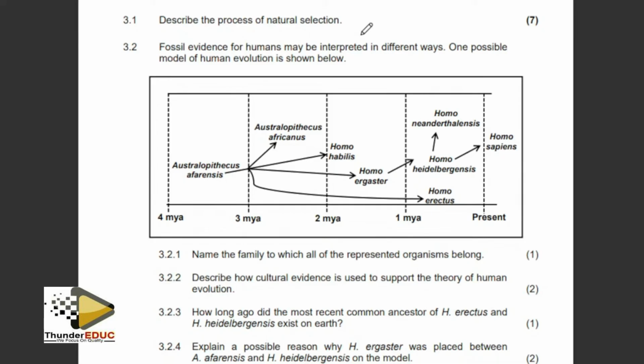Describe the process of natural selection. Now you see this one. You just explain. I explained it; you don't use any example. Okay. Now name how many genera are indicated here.